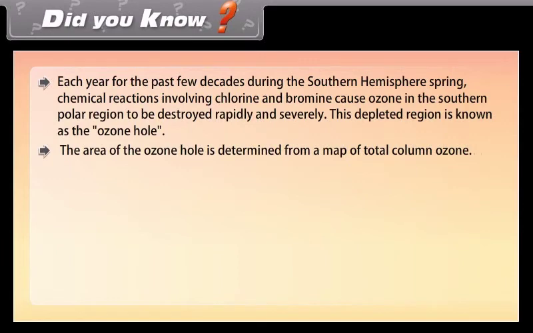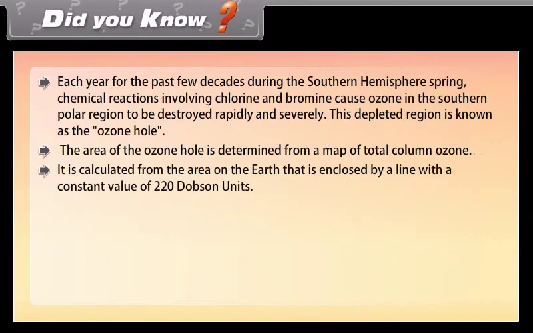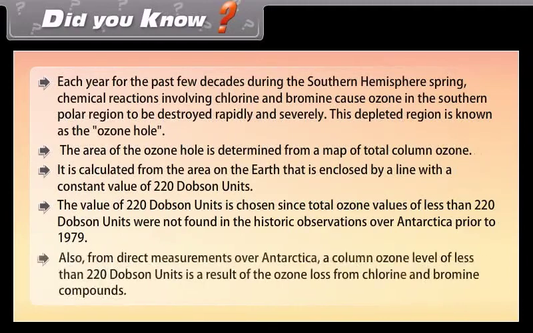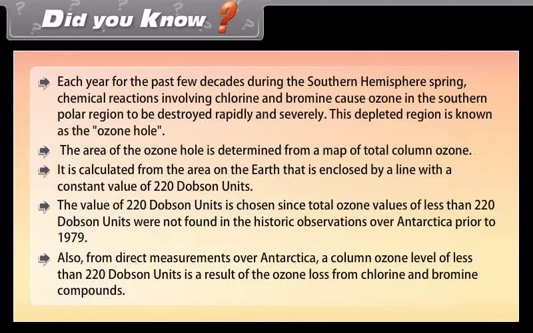The area of the ozone hole is determined from a map of total column ozone. It is calculated from the area on the Earth that is enclosed by a line with a constant value of 220 Dobson units. The value of 220 Dobson units is chosen since total ozone values of less than 220 Dobson units were not found in the historic observations over Antarctica prior to 1979. Also, from the direct measurements over Antarctica, a column ozone level of less than 220 Dobson units is a result of the ozone loss from chlorine and bromine compounds.